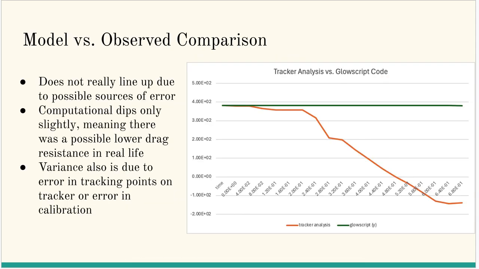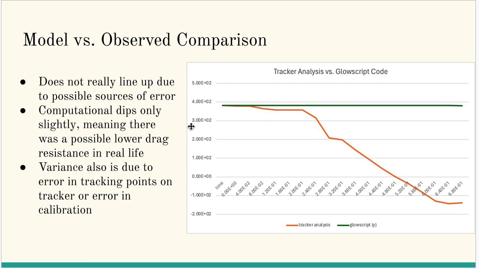Comparing the model versus the observed data, they didn't really line up on the graph. This was the tracker analysis, and it moved down at a very fast rate. Eventually, at this part, it only included the tension and gravitational force, while here it included the gravitational and drag force. So it moved down at a faster rate.